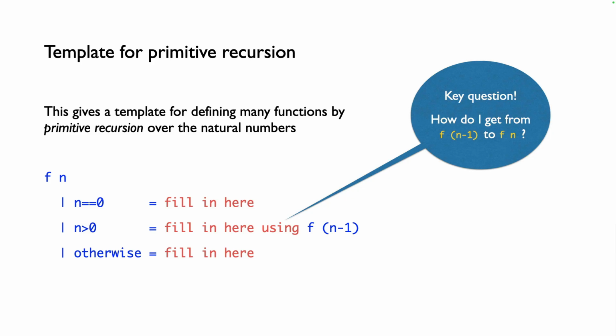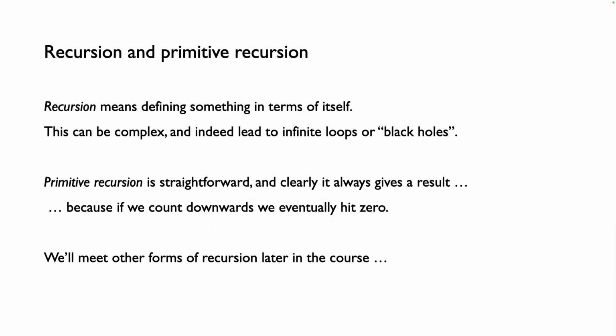And what we'll do in the next segment is we'll look at a whole lot of examples. But just to conclude this segment, I wanted to say something about the terminology. Recursion means defining something in terms of itself. That can be, in general, complex, and it can lead to an infinite loop or a black hole. A British Prime Minister notably said, Brexit means Brexit, which, while it's true, is not a very helpful definition. It doesn't tell you anything about what Brexit is.